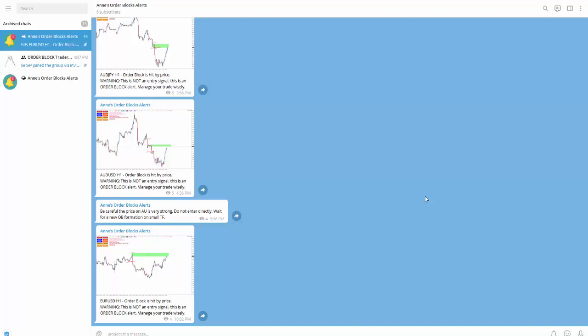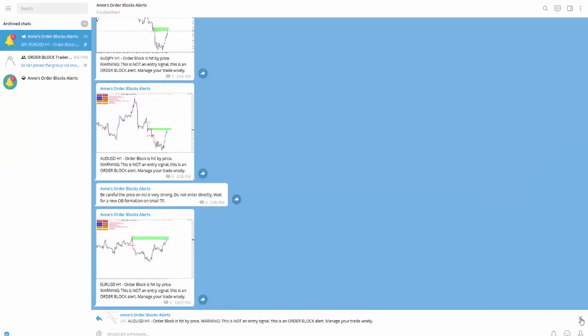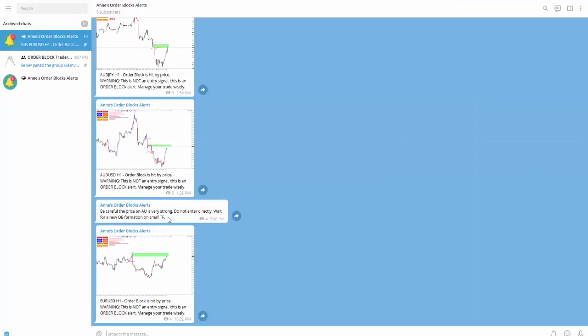But then also on the other hand, when I'm in front of the computer, when I find something like this, like last week, this is Aussie dollar, all right? So my order block hit by the price, and then you will get the alert. But then when I know that the price is too strong, when I'm in front of the computer, I can directly also send you the message, be careful, the price of AUD USD is very strong, do not enter directly, wait for the new order block formation on small time frame. So when I'm in front of the computer, I will also guide you what is what.